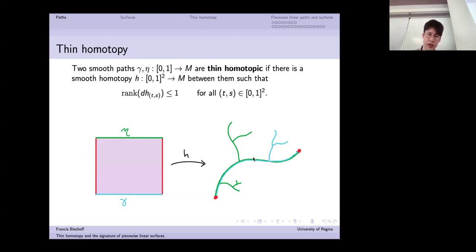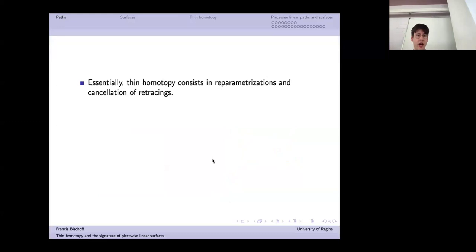So here's a typical picture. It looks sort of like a tree. All that you're basically allowed to do is reparameterize your paths, and then you're allowed to either add retracings, a little excursion where you go out and you come back, or you can cancel those, or you can add new ones. See here, I've gone from this blue path γ to this green path η. So essentially thin homotopy consists of reparameterizations and cancellation of retracings.